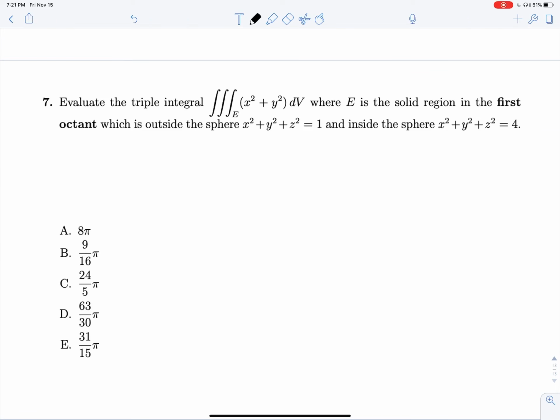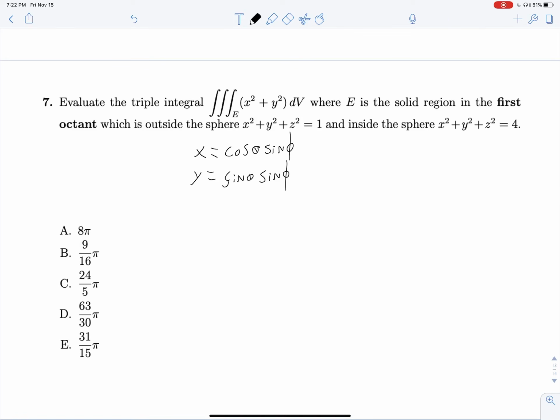Okay, now we're evaluating the triple integral, where E is a solid region in the first octant outside of that sphere and inside of this sphere. So first off, we've got to figure out what's going on in our integrand because we're not used to having x's and y's in here. So x in spherical coordinates is cosine theta sine phi, and y is equal to sine theta sine phi.